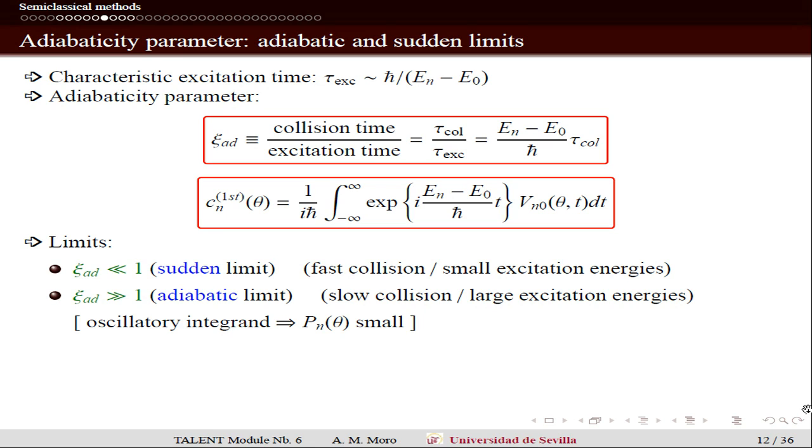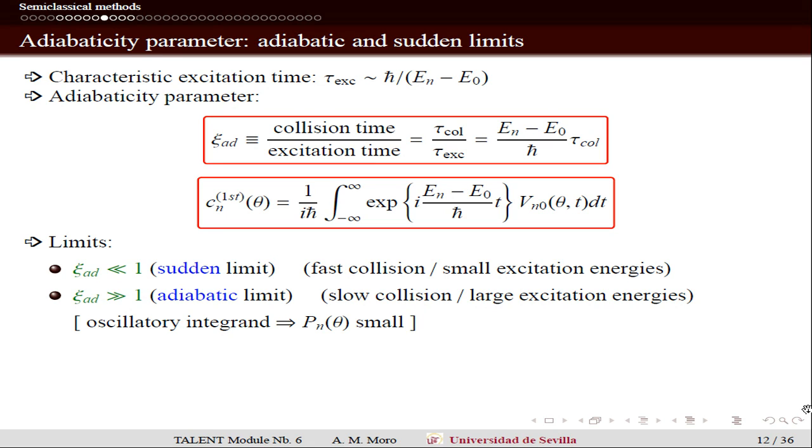And the other limit is the adiabatic limit, in the same way that was introduced yesterday by Jeff. That corresponds to the opposite situation. That is, in order for this ratio to be large, we need to have very large excitation energies, or a very large collision time. If the collision time is very large, this corresponds to a slow collision, slow in the relative motion between the projectile and the target.